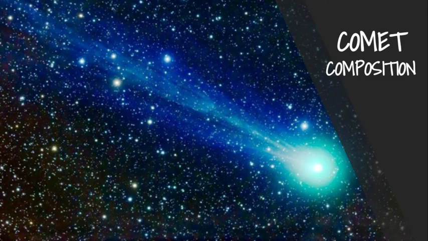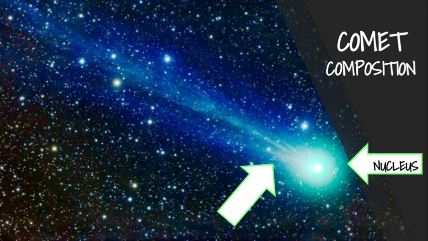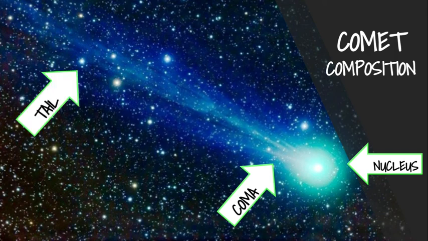Comet composition. A comet has a nucleus, which is the start of the comet, what's flying across the sky. A coma is right next to the nucleus, connecting the tail of the comet.